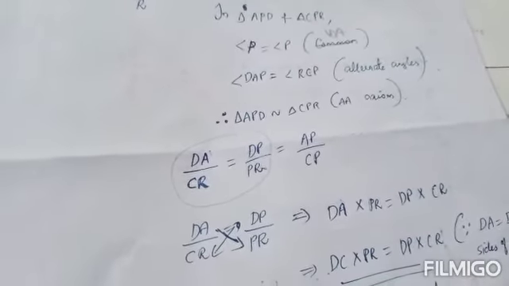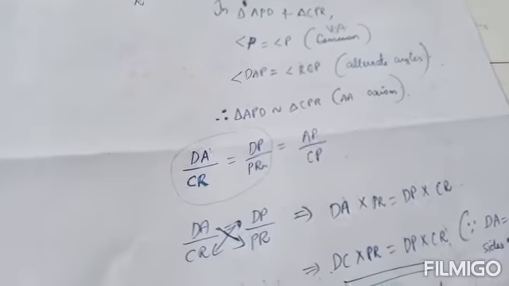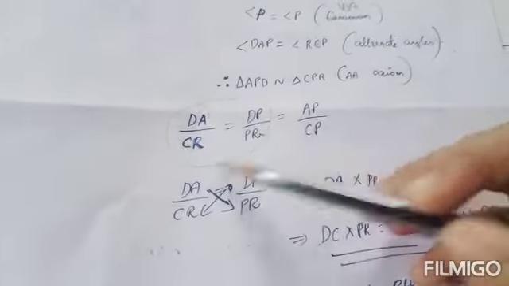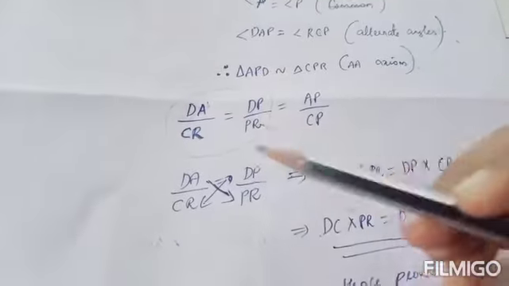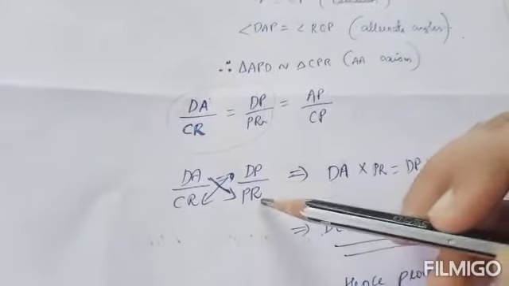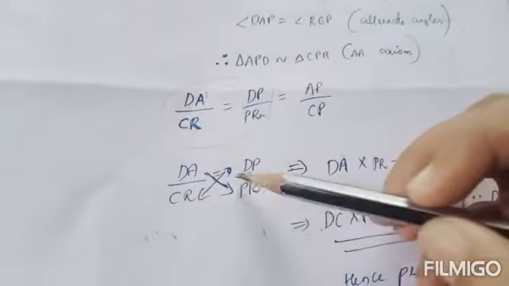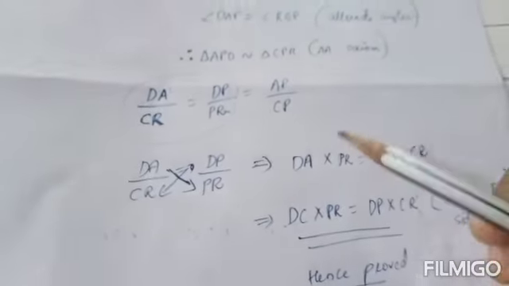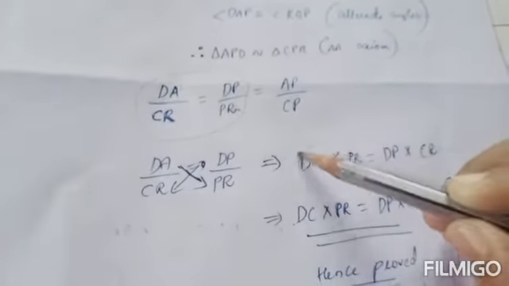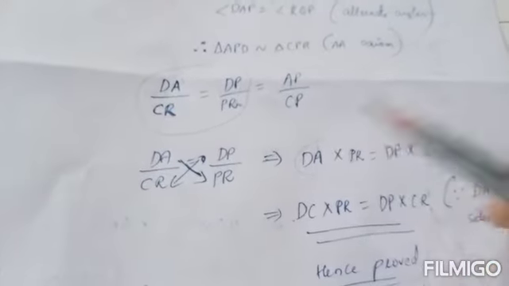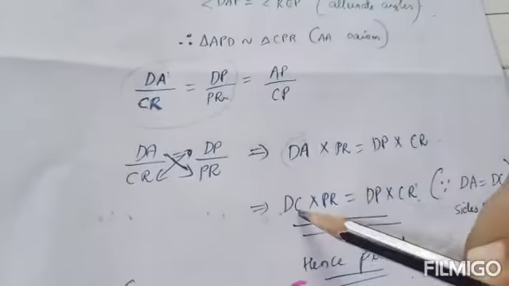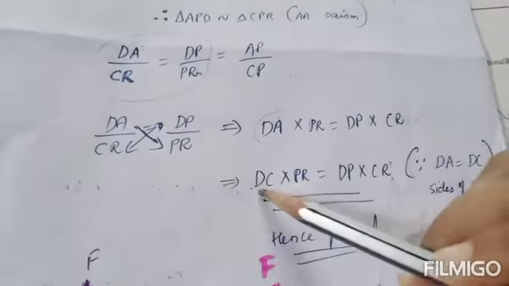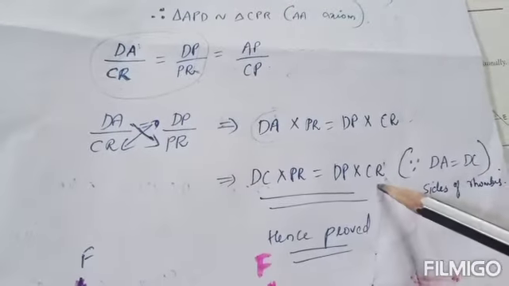Now in this, which two ratios are required? DA by CR and DP by PR. These two are required. So DA by CR equals DP by PR implies, on cross multiplying, DA into PR equals DP into CR. In the proof, instead of DA it is given DC. So you can substitute DC in place of DA: DC into PR equals DP into CR.